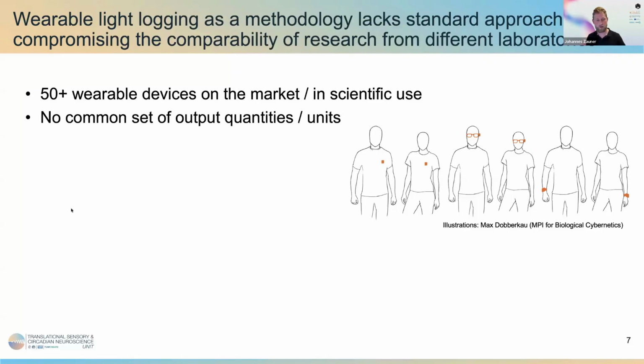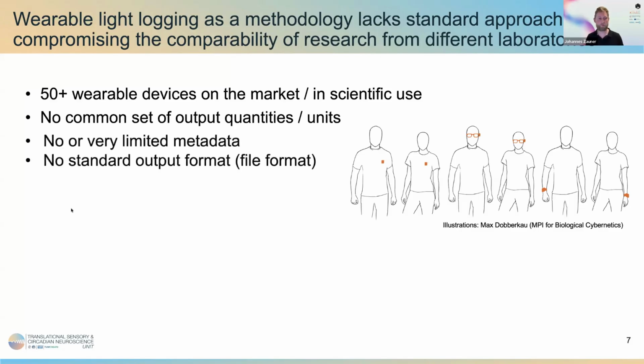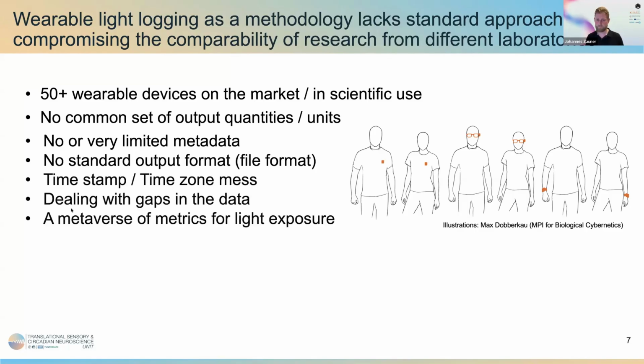So there is a large variety of devices out there in the markets. You don't really have a common set of output quantities that you find in every device file format. The metadata usually is very much limited. File formats vary widely. If you've ever dealt with time zones and timestamps, it can be really messy. You have to deal with gaps in your data, and there are just so many metrics out there in published literature, so it's hard to know which one to choose and how to apply them to your data set.